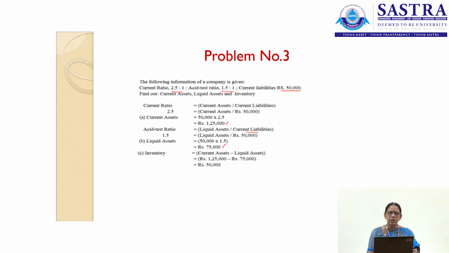Now what is your inventory? Current assets minus your liquid assets. Always the difference between liquid assets and your current assets is the stock. 1,25,000 minus your 75,000, that is your 50,000 rupees. So given the current ratio, the liquid ratio and the current liabilities, we are able to calculate current assets, liquid assets and inventory. With the current ratio, we are finding out the current assets. With the liquid ratio, we are finding out the liquid assets. The difference between the current assets and your liquid assets is your inventory.